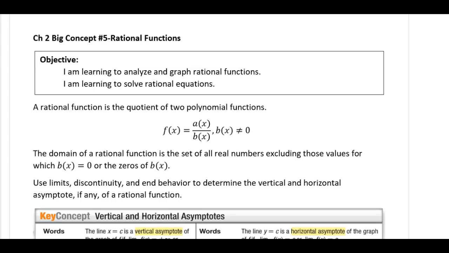Learning targets. I am learning to analyze and graph rational functions. I am learning to solve rational functions.